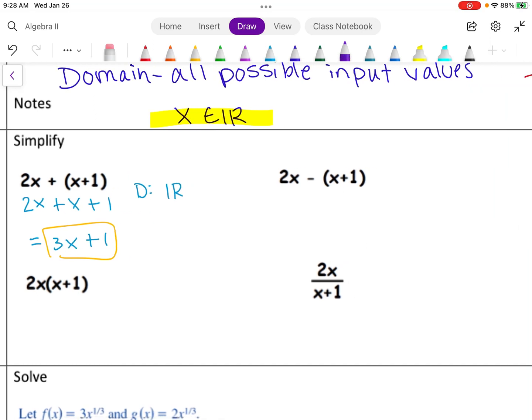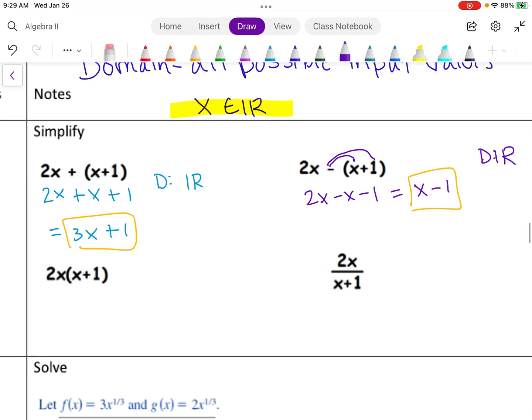Looking at this next one, 2x minus x plus 1. Well, when we have subtraction, you need to remember to distribute the negative. So 2x minus x minus 1. 2x minus x is x minus 1. There is our simplified answer. Again, there's no restrictions here, so our domain would still just be all the real numbers.